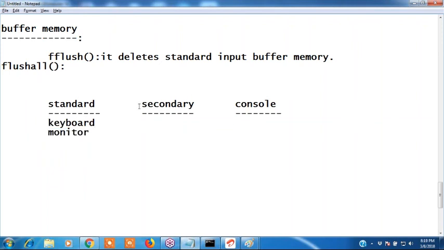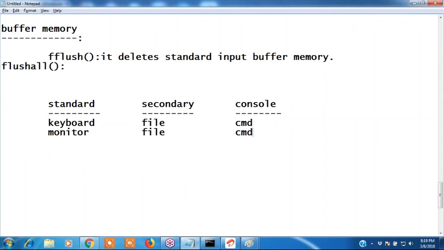Secondary means reading from a file and writing into a file. This is called secondary input output. Console means command prompt: reading data from the command prompt and writing into the command prompt. The console area is called console. That is called console input.